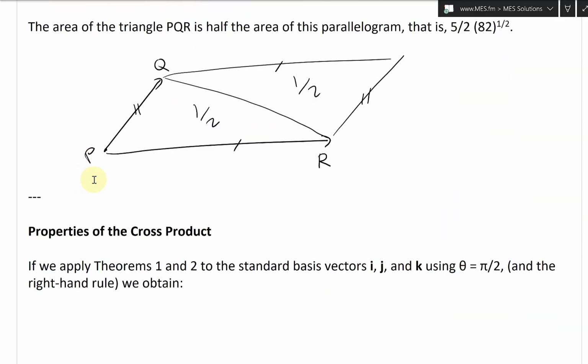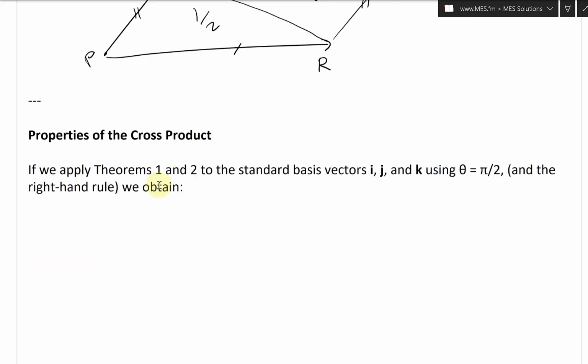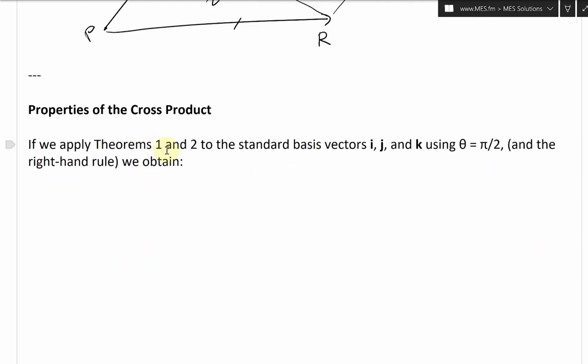Alright, so now let's continue further, and this time look at properties of the cross product. If we apply theorems 1 and 2 to the standard basis vectors i, j, and k using theta equals pi over 2 and the right hand rule, we're going to obtain a bunch of formulas for this.